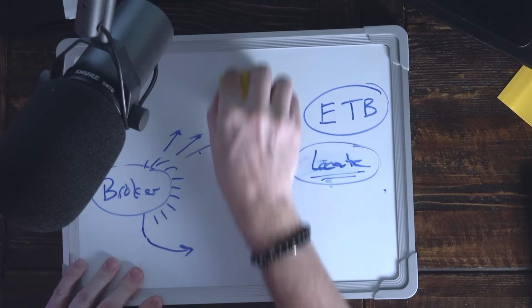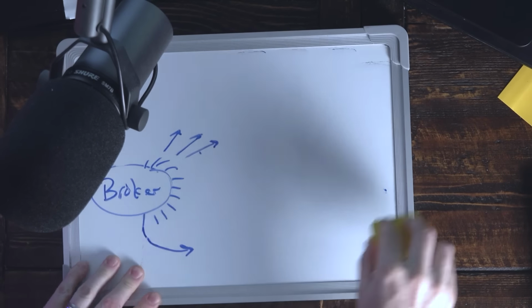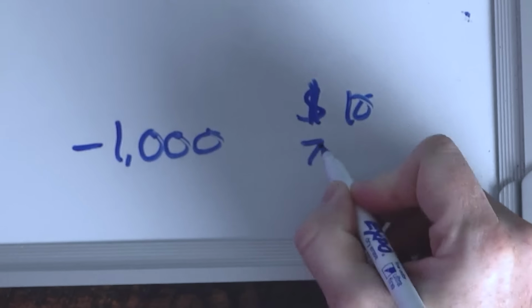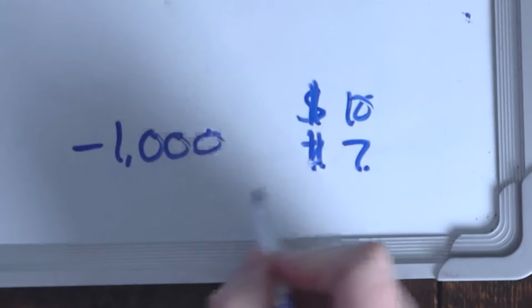All right, so we'll go back to our example here. You've created a negative position. You borrowed the stock, you created a negative position of 1,000 shares. You hold it, whatever it is, you're in at $10 a share. You buy back at, let's say, $7 a share. I'll do 7 right there, that's fine.